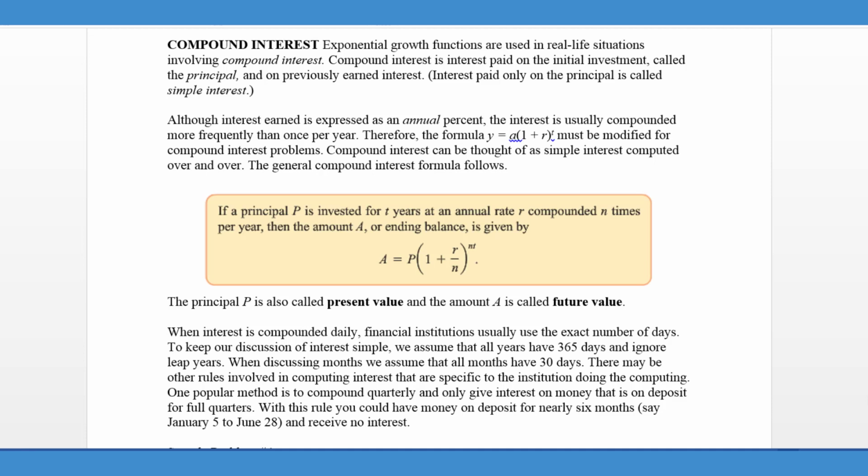One of the reasons I love exponential growth functions so much is because they have so many business applications. In this particular situation, we're going to take the growth factor that we learned about, the model that we learned about in the previous video, and we're going to apply it to interest rates.